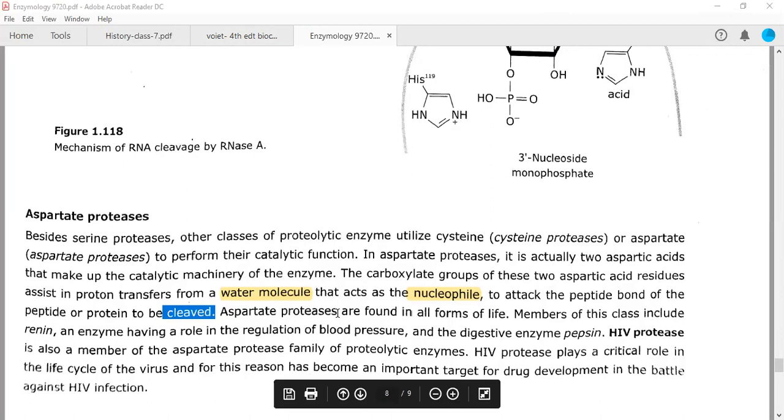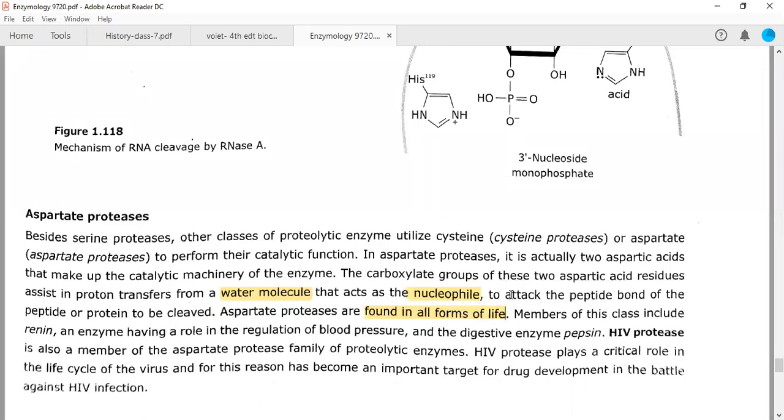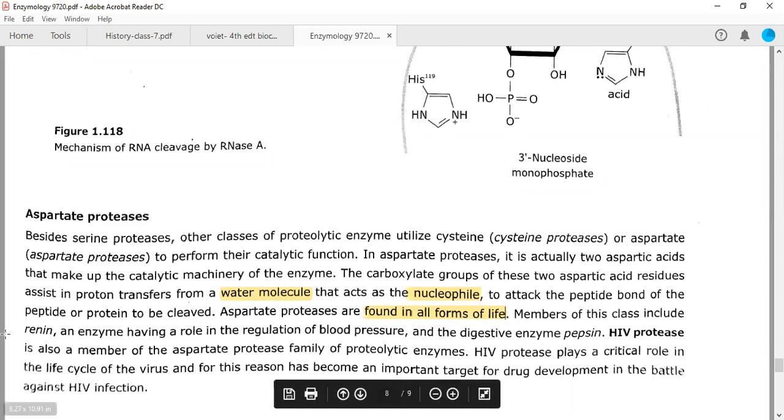So aspartate proteases are found in all forms of life. They're present everywhere, so they are ubiquitous. The proper term is ubiquitous if anything is found everywhere in the universe. Members of this class include renin, an enzyme having a role in regulation of blood pressure, and then there is one digestive enzyme called pepsin. So these two enzymes are very important. One is renin, and one is pepsin.